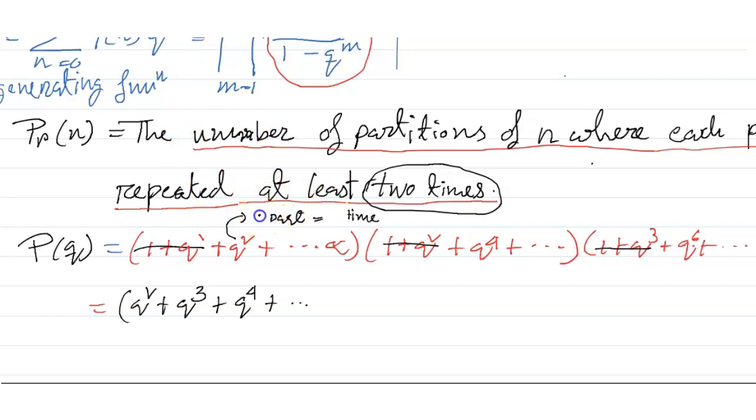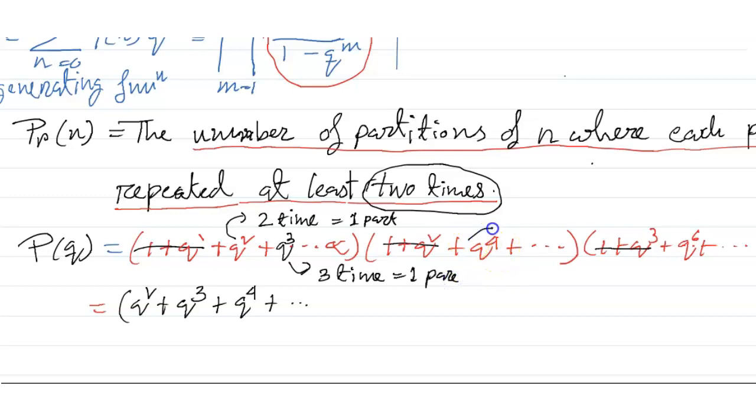This is 2 part 1 time. This is 2 times. This is 2 time. This is 2 time is equal to 1 part. Another is in here q cube. This is the 3 time. When it is the q cube, then it is 3 time into 1 part.